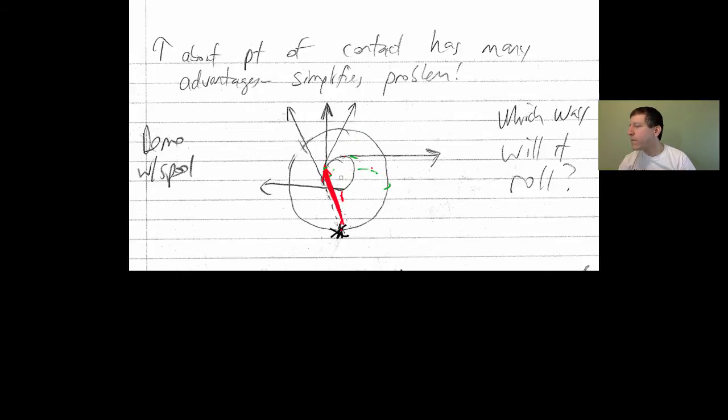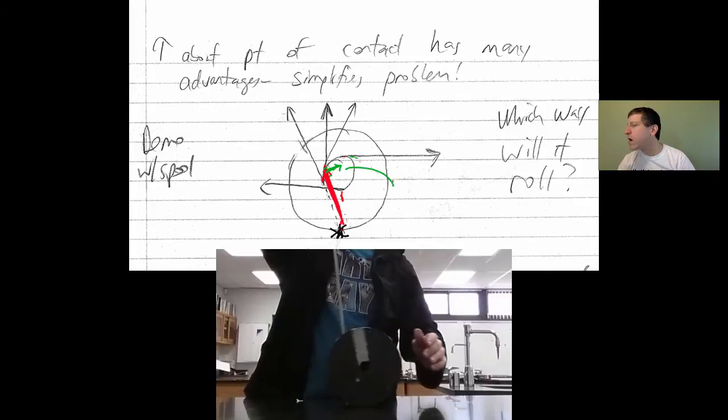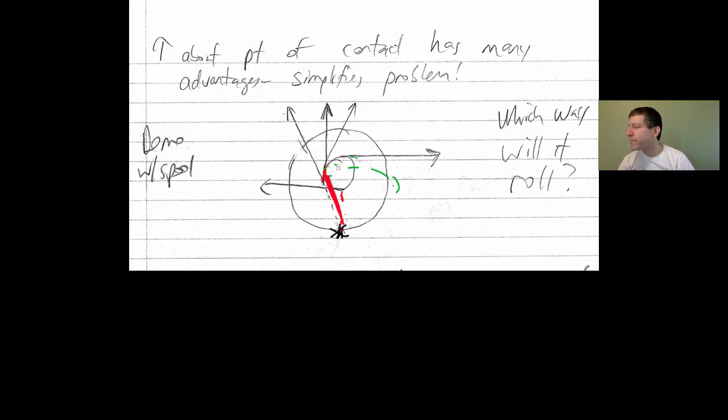How about if I'm pulling it straight up like that? Well, you can still see there's a tiny component perpendicular. See if you can make a prediction as to which way this thing will roll when I pull directly straight up vertically. Well, as you can see, that will also cause it to rotate to the right.